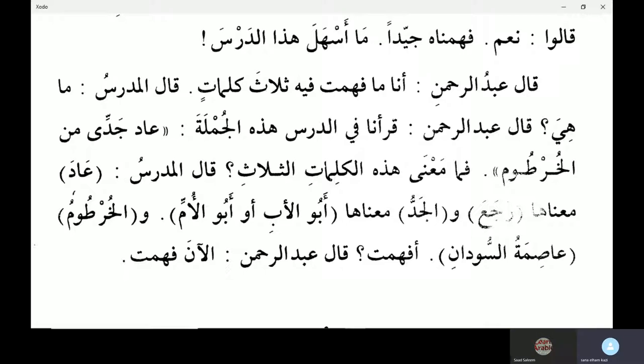Qala al-mudarrisu, ma hiya? What are they? What are these? Qala Abdur Rahman, qara'na fi darsina hadhihil jumlata. We read in this lesson this sentence. Jumlata, this sentence. We read in the lesson this sentence.